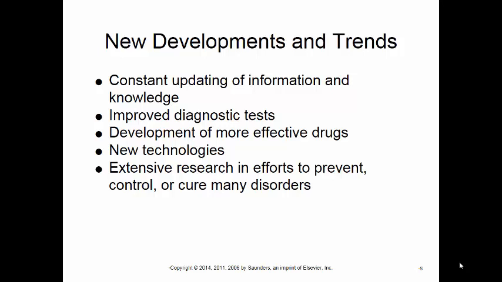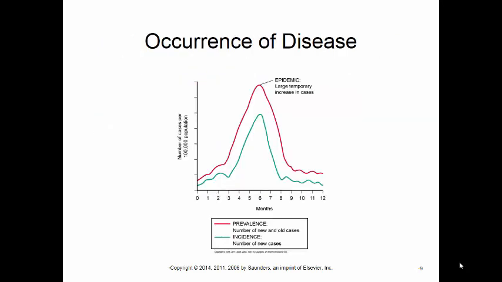We also develop more effective drugs and new technologies, and we constantly research in order to prevent, control, and cure other major disorders. This is a really good image of a chart that shows the occurrence of disease. So how does disease occur in a population?